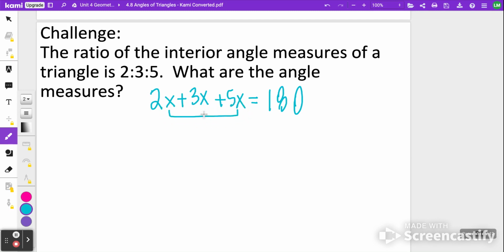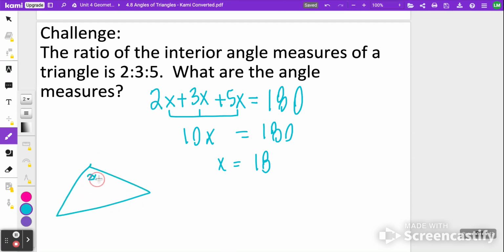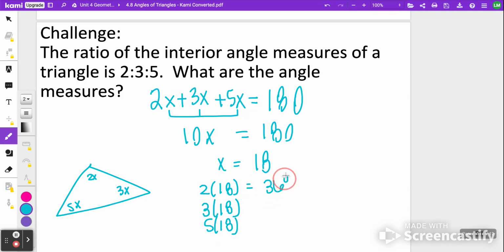The next thing I'm going to do is combine all these x's. I'm going to get 10x equals 180, so x is equal to 18. Now, that's not showing me what the angle measurements are. I've got to plug in x for all of those, because if you picture your triangle, one's 2x, one's 3x, and one is 5x. So 2 times x is 2 times 18, 3x is 3 times 18, and 5x is 5 times 18. 2 times 18 is 36 degrees, 3 times 18 is 54 degrees, and 5 times 18 is 90 degrees. If I add 36 plus 54 plus 90, I end up getting 180.